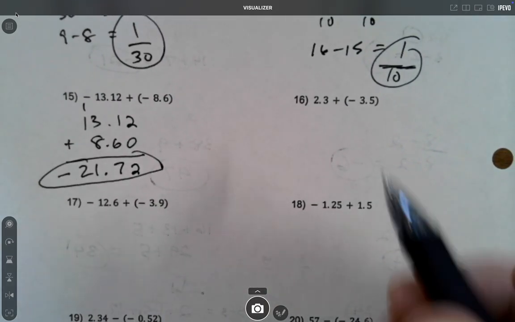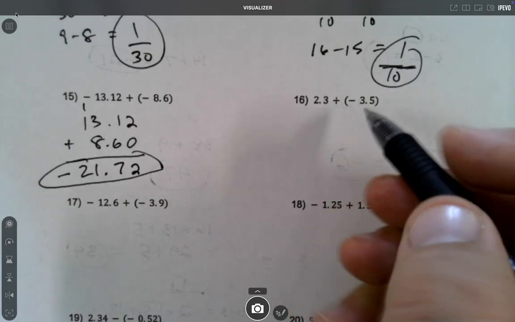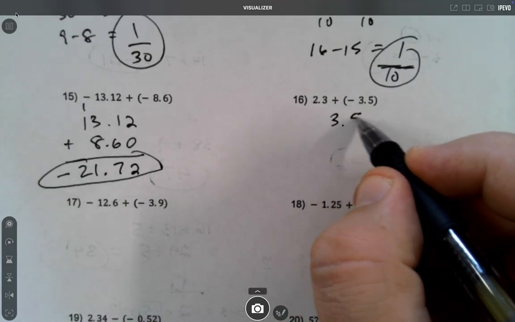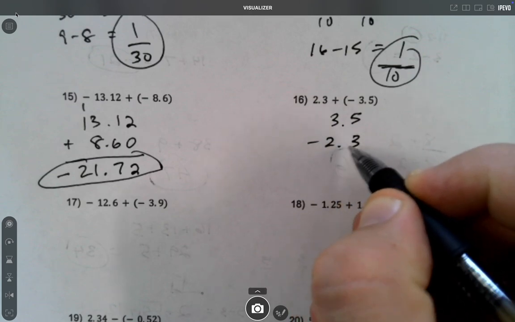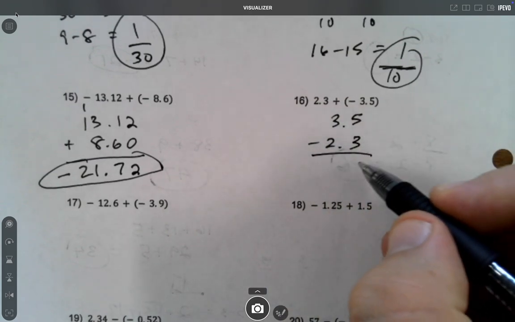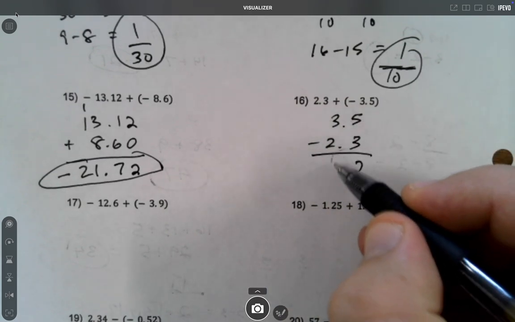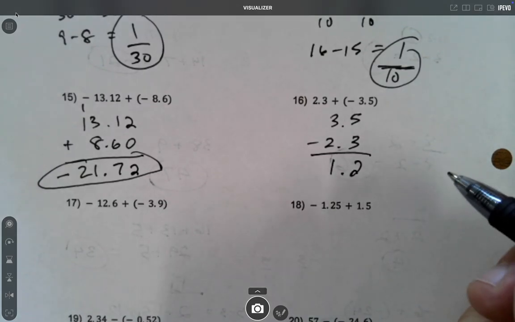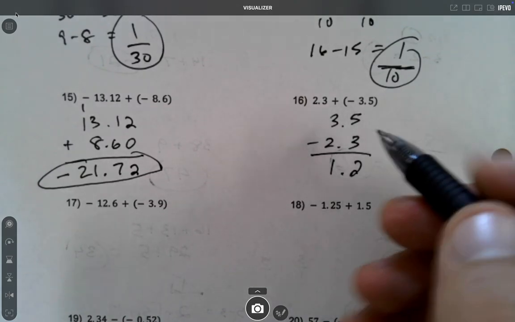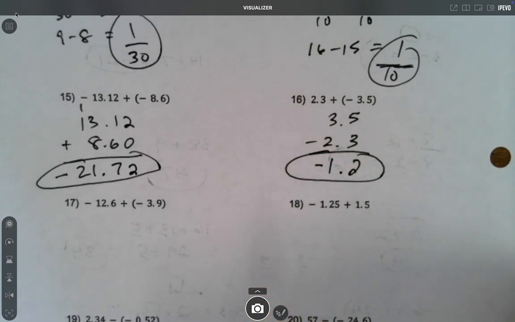Okay, here they're different signs, positive, negative. So we take the bigger one, 3.5, and we subtract the smaller one, 2.3. 5 minus 3 is 2, 3 minus 2 is 1, and we keep the sign of the bigger number, which is 3.5. So our answer is negative 1.2.